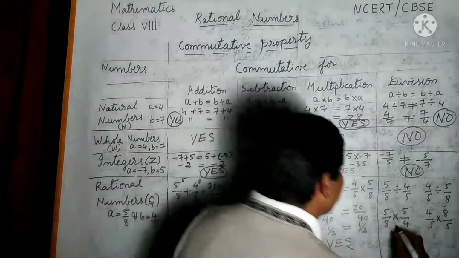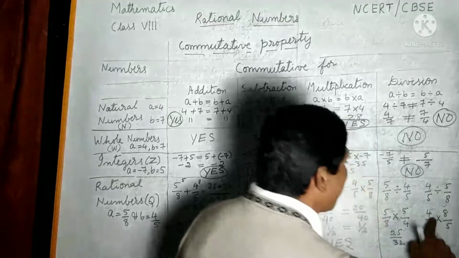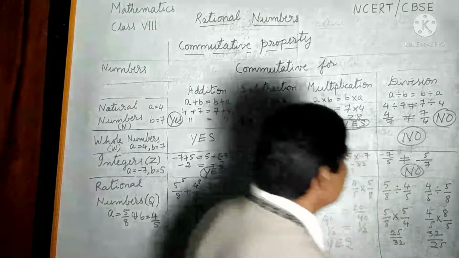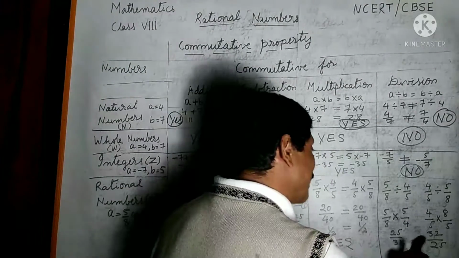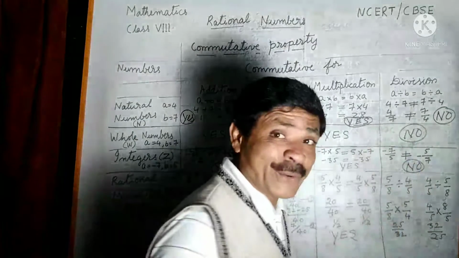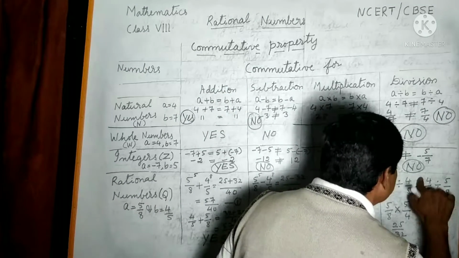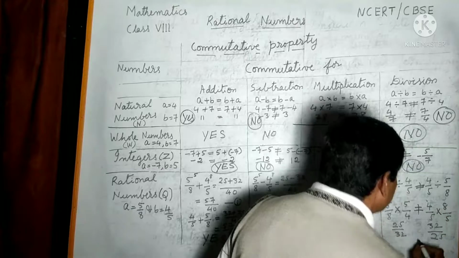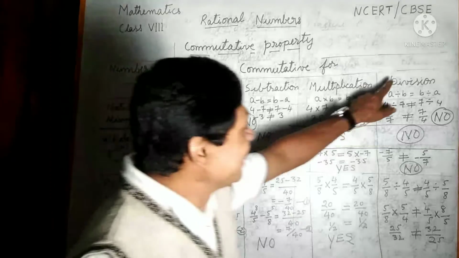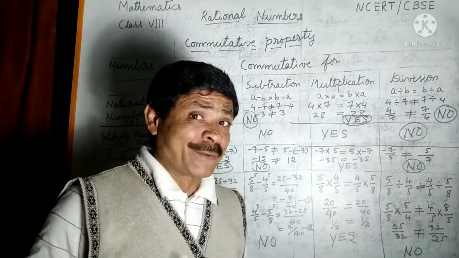So 5 fives are 25 by 32, and this will become 32 by 25. So 25 by 32 is not equal to 32 by 25. This means that a divided by b is not equal to b divided by a. We will write here: for rational numbers a and b, division is not commutative. Now let us revise once again.